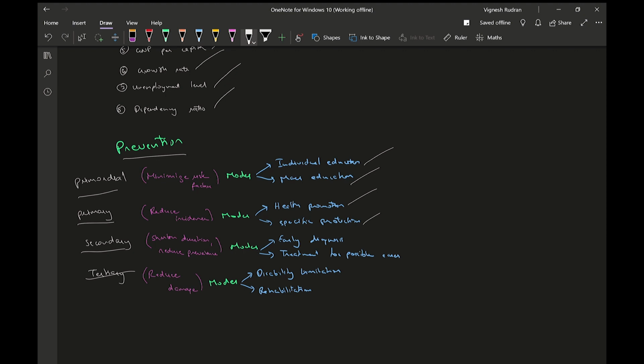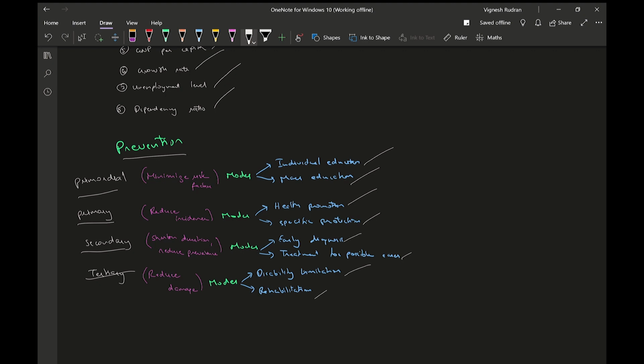education, awareness about various diseases and how you can tackle them with simple diet and lifestyle changes. Specific protection, where you can talk about vaccines and contraceptives and various other things which we use to prevent getting the disease. And then the modes of secondary intervention are your early diagnosis and treatment for suspected cases. And finally, your tertiary level of prevention modes of intervention are your disability limitation and rehabilitation.